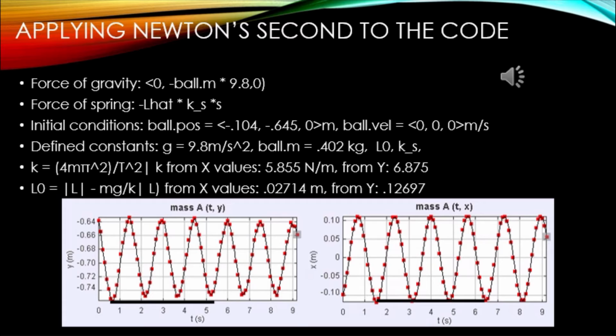The next step in creating the model is to identify the forces at play. In this case, there are 2 forces acting upon the mass, which is the system. First is the force of gravity, which pulls straight down in the y direction with a magnitude of mg, m being the mass, which in the model is depicted as a ball, and g being gravitational acceleration.